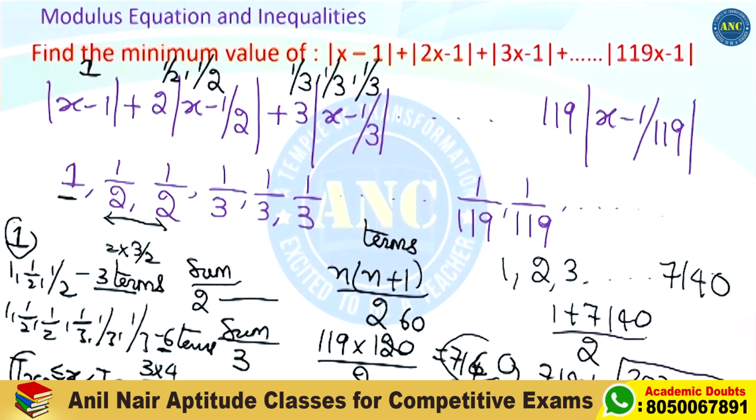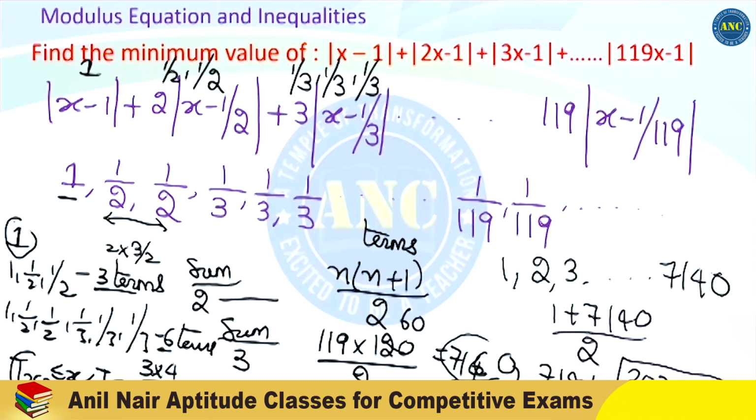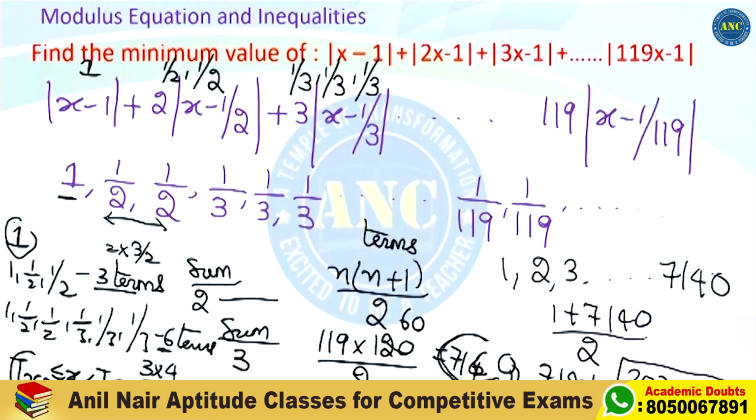So the second term is written twice, the third term is written thrice, the fourth term is written 4 times, and the 119th term is written 119 times. So 1 plus 2 plus 3 and so on up to 119 is totally 7140. So if 7140 modulus functions are added, 7140 is an even number, so I will get a range. The range is nothing but the middle values, 3570 and 3571.